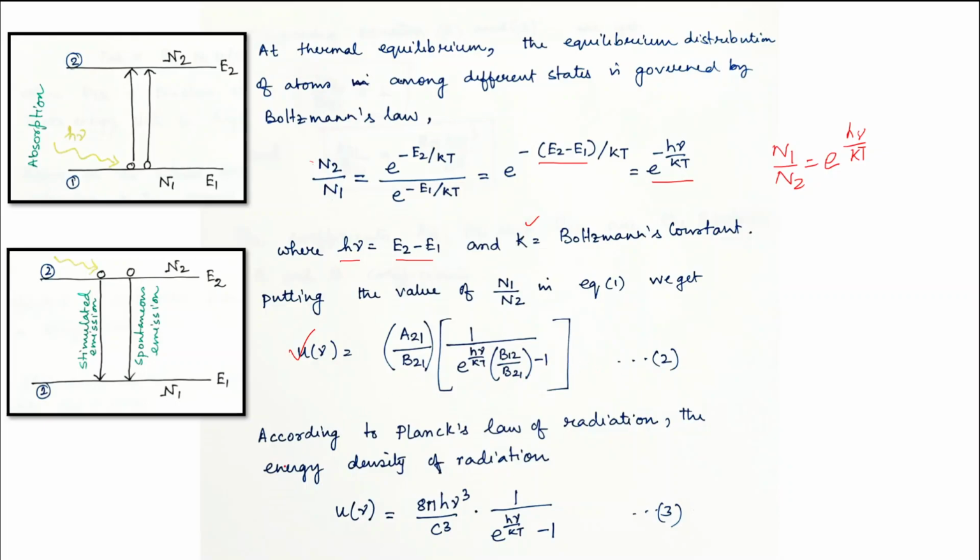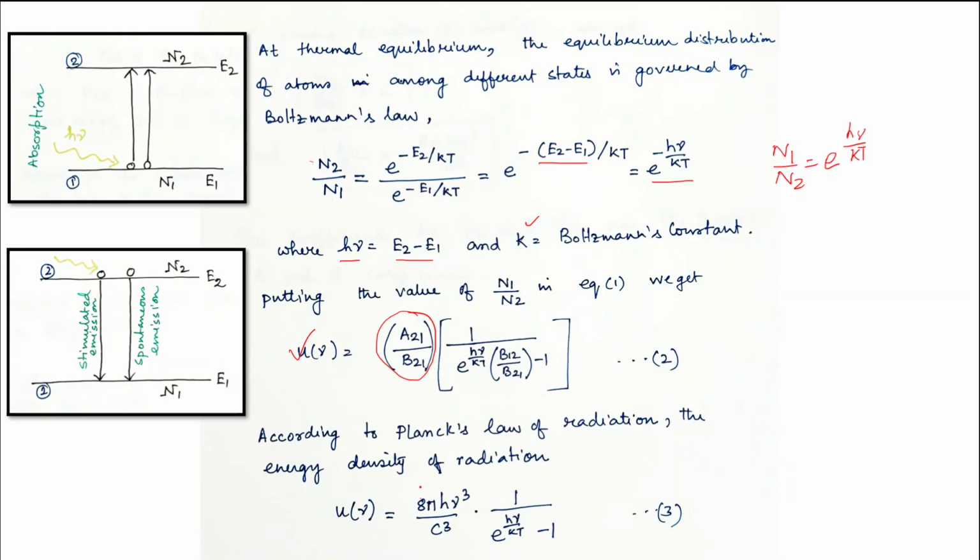minus 1). Now, according to Planck's law of radiation, the energy density is given as U nu is equal to 8 pi h nu cube, nu is the frequency, by c cube, times 1 by (e to the power h nu by kT minus 1). Now, we'll be comparing these two equations, and if you see carefully, here we are going to find out the value of A21 by B21.